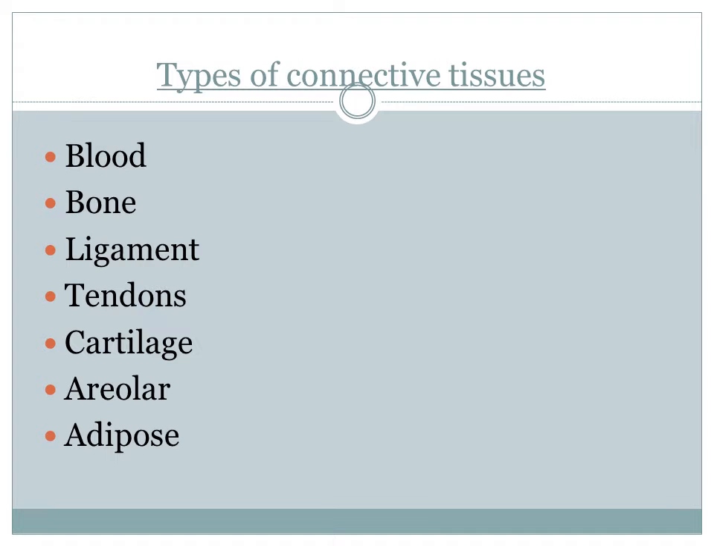There are various types of connective tissue like blood, bone, ligament, tendons, cartilage, areolar, and adipose connective tissue. They all have different types of cells and matrix. Their locations and functions are different.